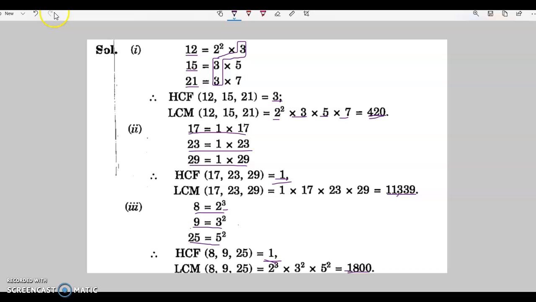So 12, the prime factorization of 12 is 2 square into 3. You have to take the prime factorization of the numbers separately. So for 15 you have 3 into 5. For 21 you have 3 into 7.